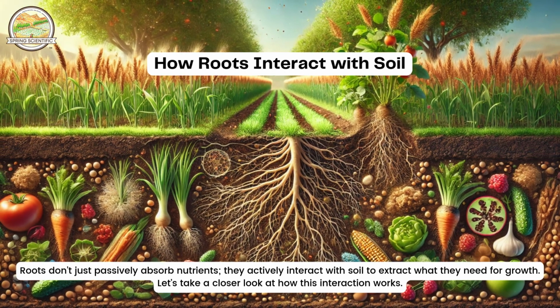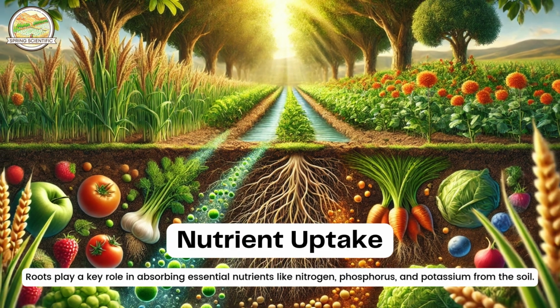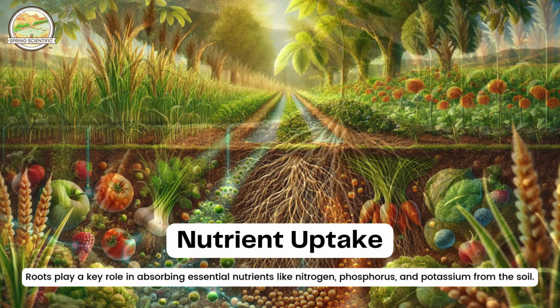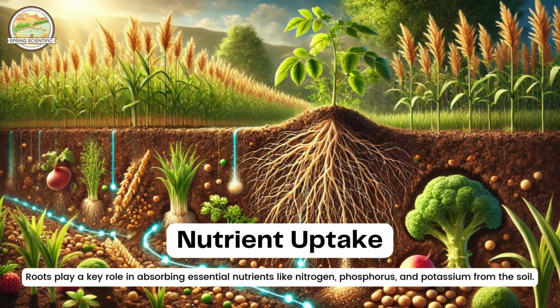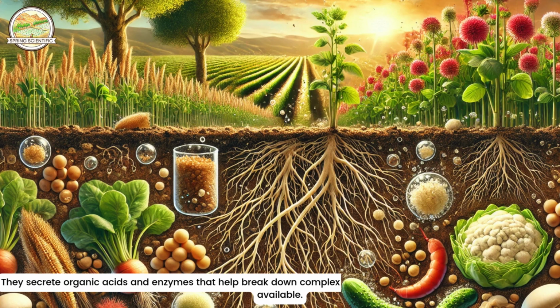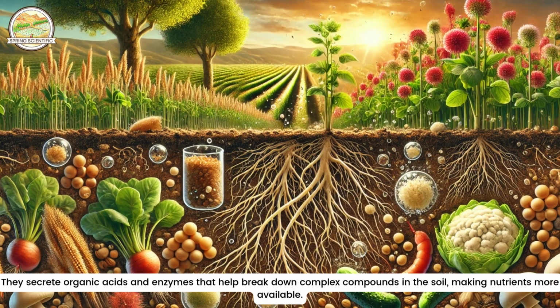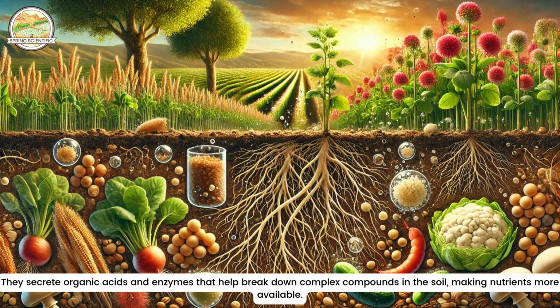Let's take a closer look at how this interaction works. 1. Nutrient uptake. Roots play a key role in absorbing essential nutrients like nitrogen, phosphorus, and potassium from the soil. They secrete organic acids and enzymes that help break down complex compounds in the soil, making nutrients more available.